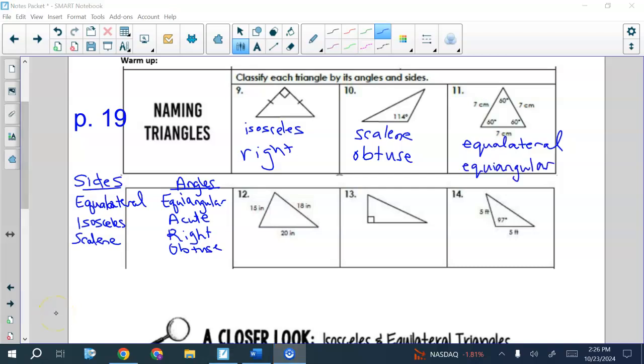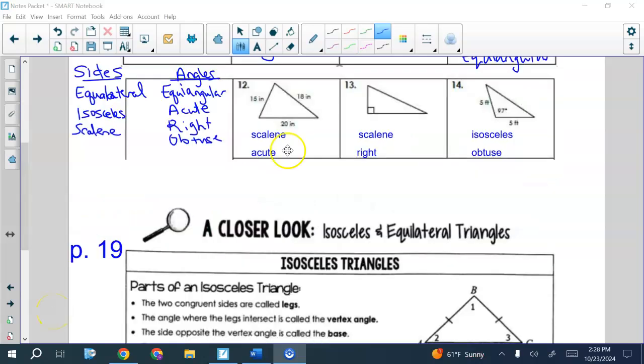All right, go ahead and try the last 3, and then you can pause the video and check here in just a minute. All right, so number 12, scalene acute. Number 13, scalene right. Number 14, isosceles obtuse triangle.